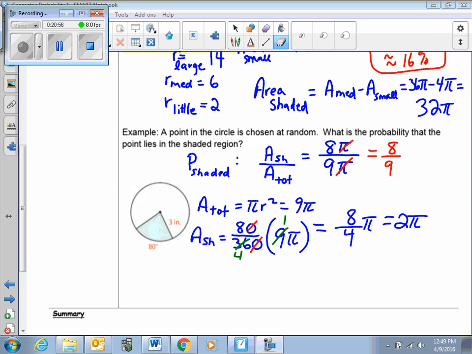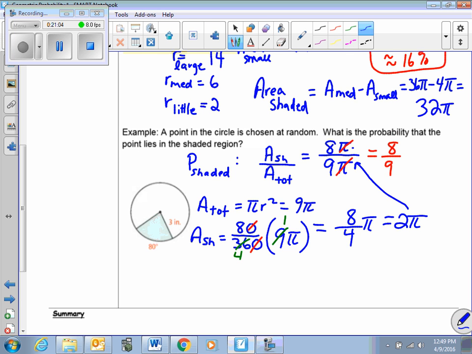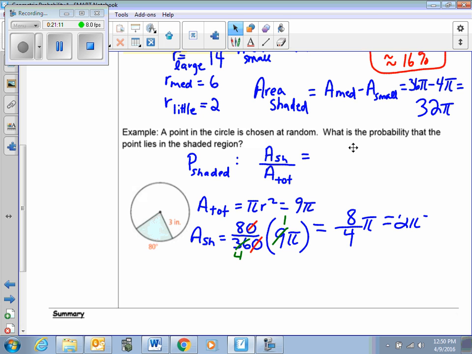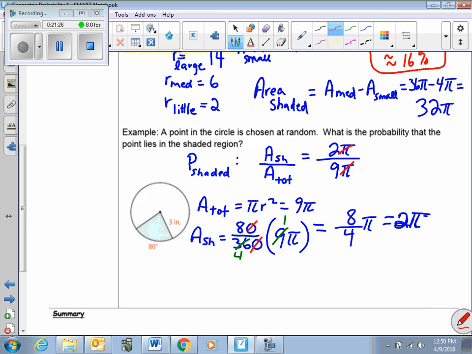Okay, I see what I did wrong. This 8 pi right here is supposed to be 2 pi. I don't know why in the world I wrote 8 pi, but anyway, that's what I did, so that's what I've got to fix. The shaded area is 2 pi, so my probability is 2 pi over 9 pi. That looks a lot better. So my probability that I would randomly pick a point in that shaded area is 2/9.